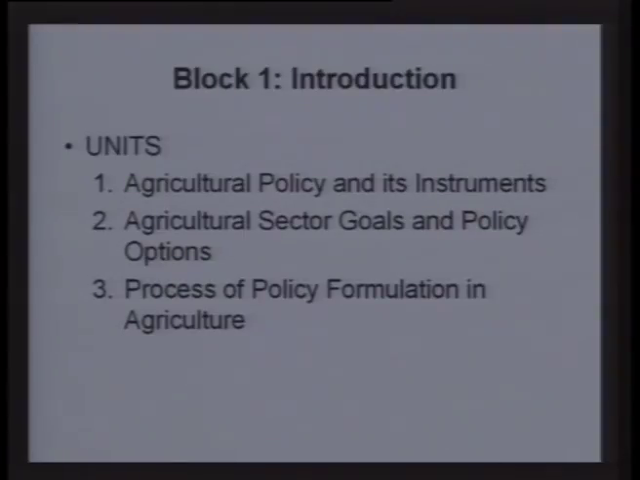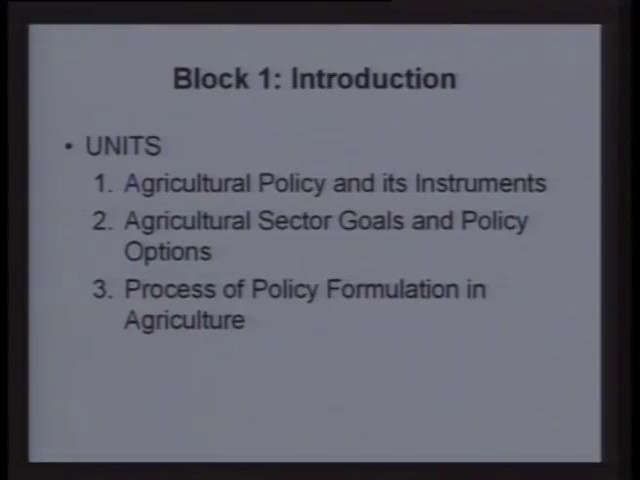In this we have discussed how there are different instruments which help in policy formulation, and what the different components of agriculture policy are. Then the second unit is related to agriculture sector goals and policy: why we formulate agriculture policy, what is the role of agriculture policy, and what is the importance of agriculture policy. This part we discussed in unit 2 of block 1. Then the third unit is related to policy formulation, the process of policy formulation.